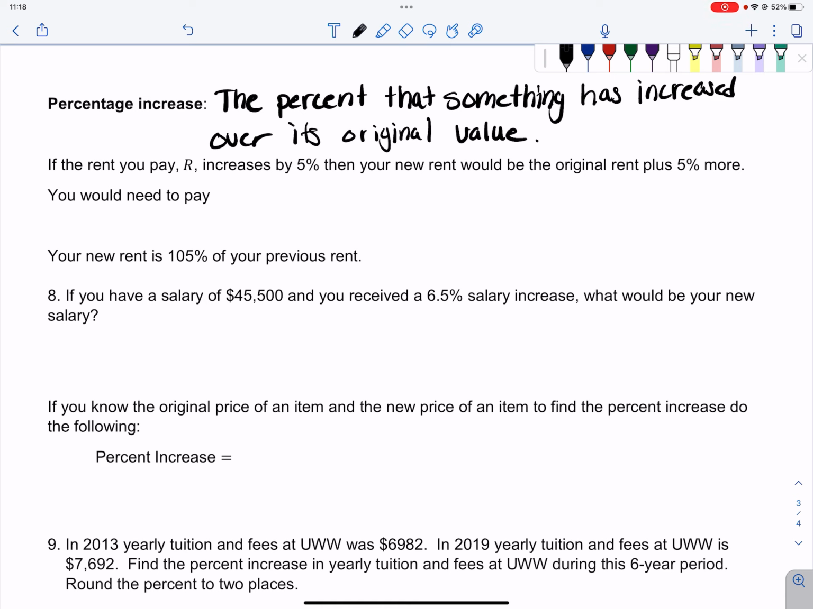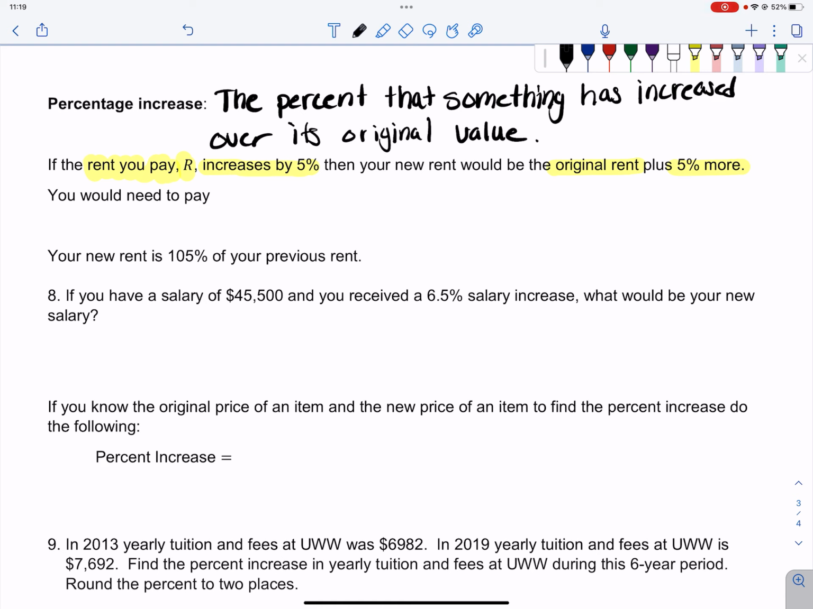Percentage increase tells us the percent that something has increased over its original value. For example here, we're going to set up a scenario dealing with an increase for rent, and we're going to let the rent that you pay be called the letter R. And now if it increases by 5%, then your new rent would be that original rent that you paid plus 5% more of that original rent.